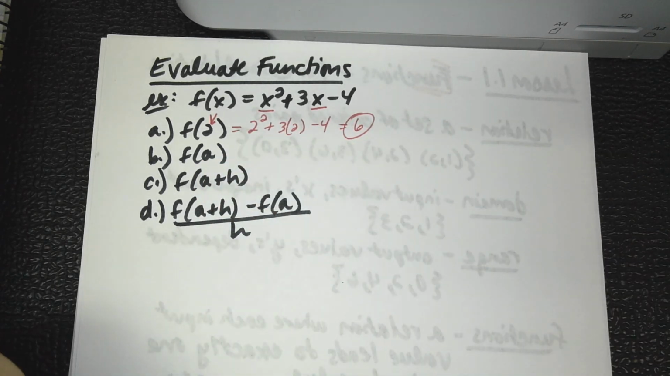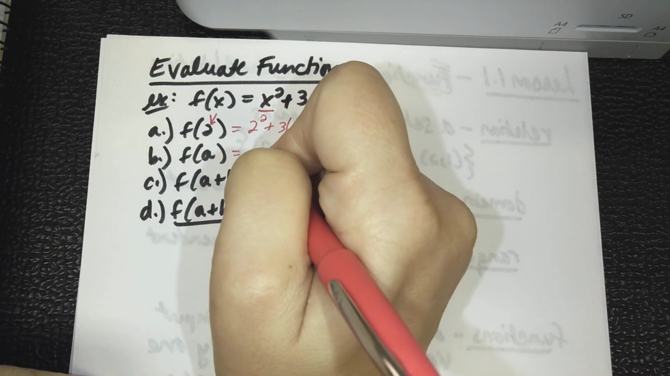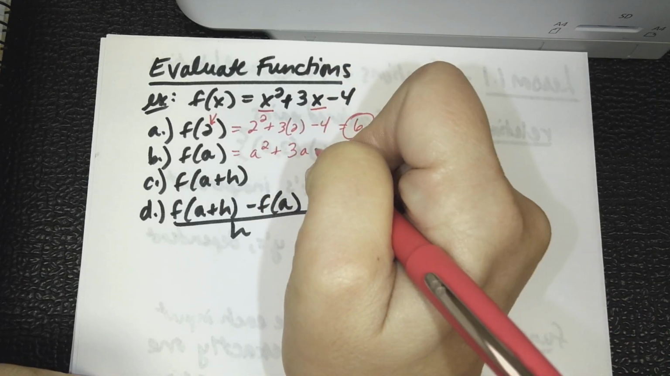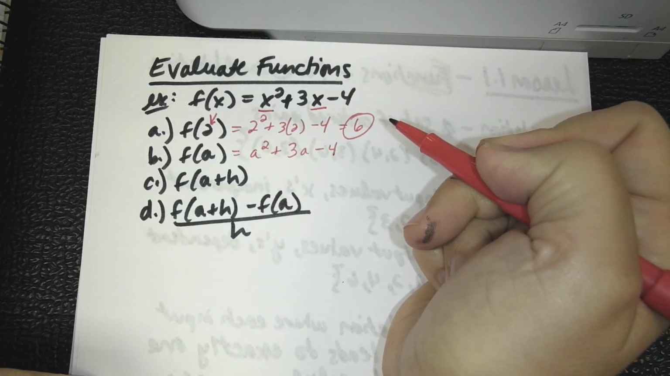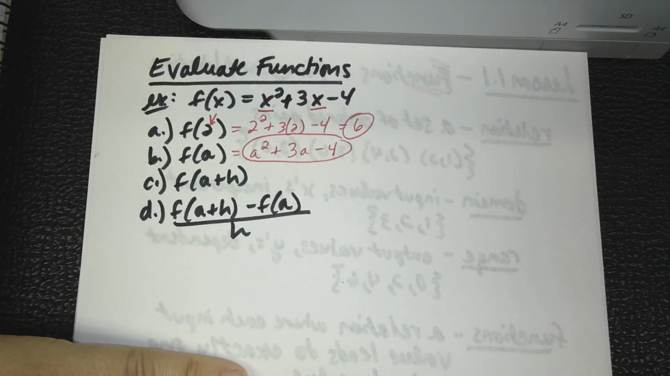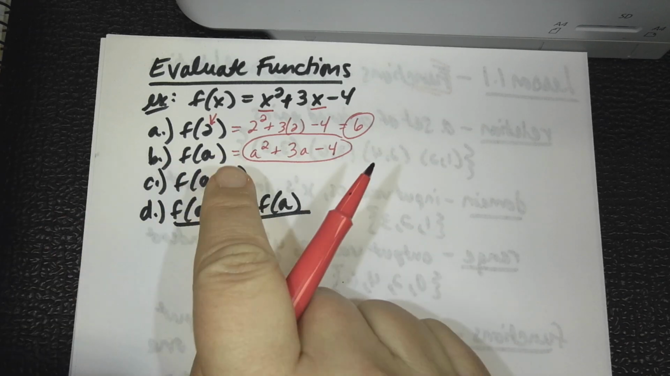What would I do? You just put an a. So everywhere you see an x, you put a. So what does that mean? So you have a squared plus 3a minus 4. Well, what do I do? Well, you leave it alone. That's the answer. You just plugged in a. It's done. It's just that easy. If it was f of c, c squared plus 3c minus 4, you just plug a c in. Easy peasy. Okay?